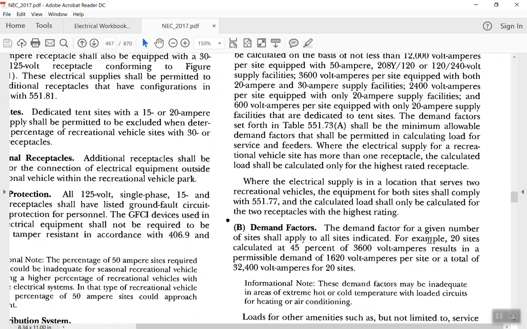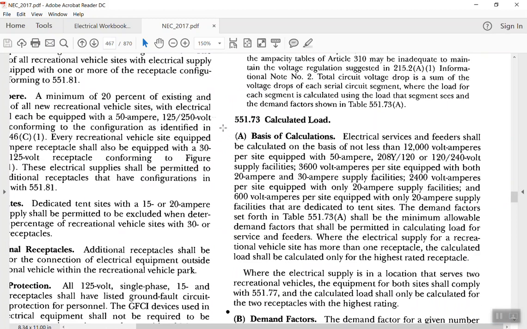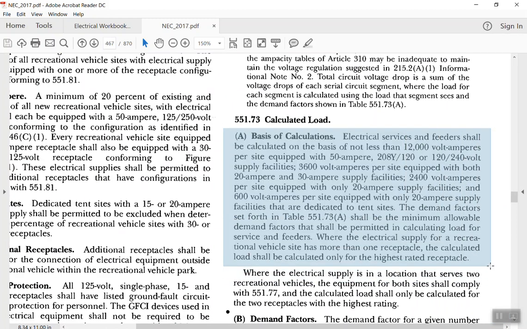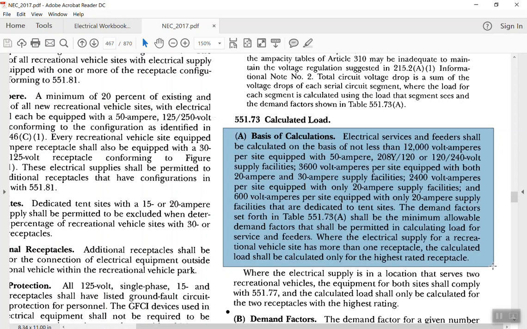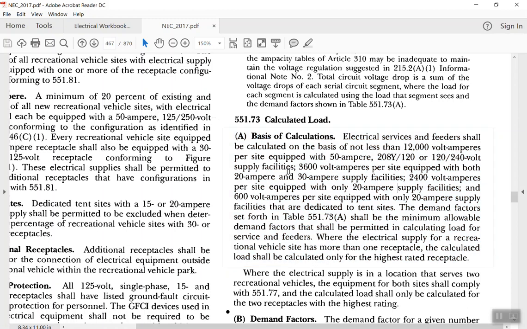But first, before we go to the table, up in the paragraph, I'd like for you to highlight the whole paragraph. Just put a box around it. Don't highlight every line. Just put a box around it. In this particular case, the question was that the sites had 20 and 30 amp supply facilities. So down here I see 20 and 30.